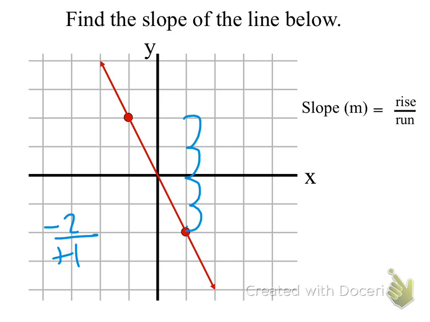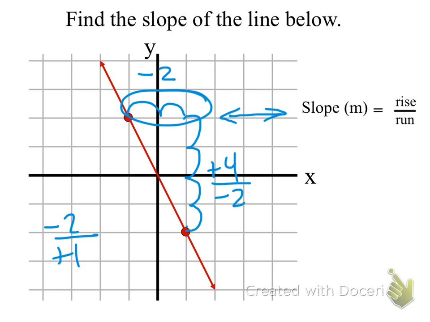okay, you need to stop hollering out, sorry. Positive 4. And then what, Oscar? You go 2 to the left. Which would be negative 2. Over negative 2. The across movement, anytime you go this way or this way, it goes on the bottom. Anytime you go up and down, it goes on the top. Does that make sense?